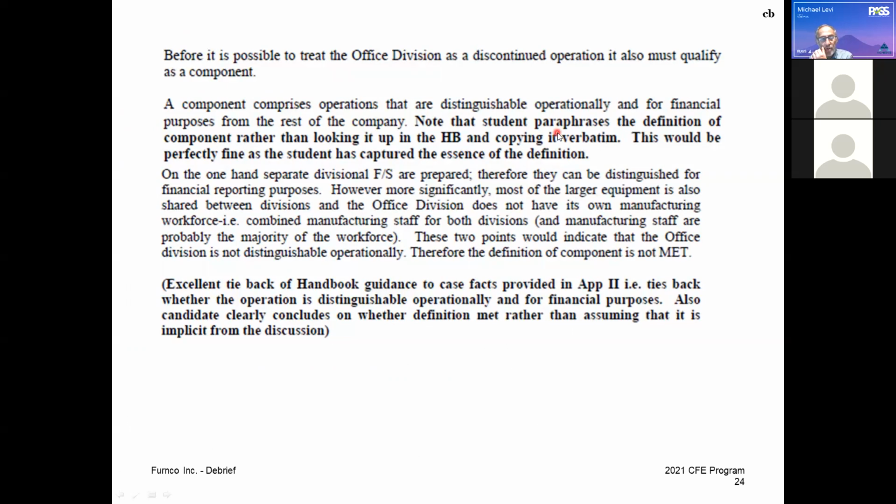I said, note that the student paraphrases the definition of component rather than looking it up in the handbook and copying it verbatim. This would be perfectly fine because the student has captured the essence of the definition. The essence is distinct operationally and distinct from a financial reporting perspective. As long as you capture that, you get the thrust of what the handbook says across, and doing it in your own words is fine. Given that it's only going to take me 30 seconds or less to say this in my own words, why waste time going to the handbook, looking for it, and then copying it? You don't get any extra points for quoting it verbatim.